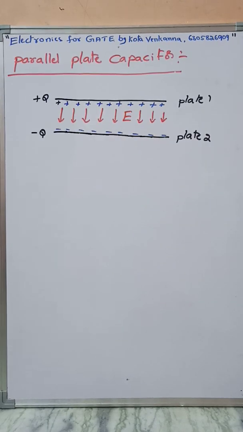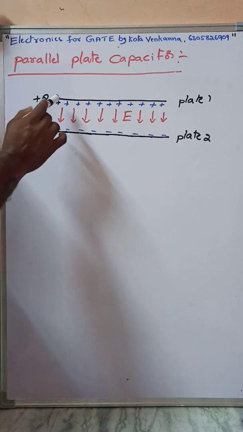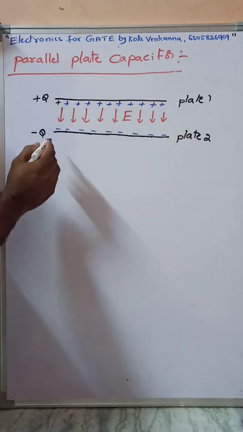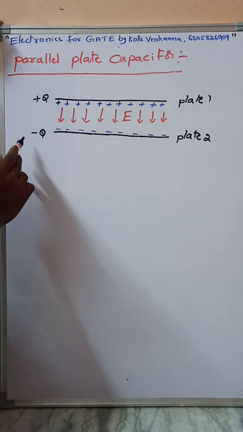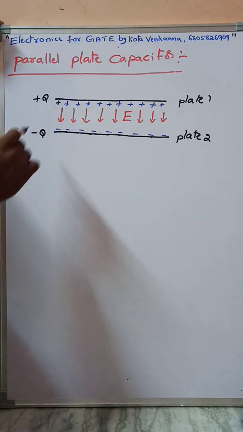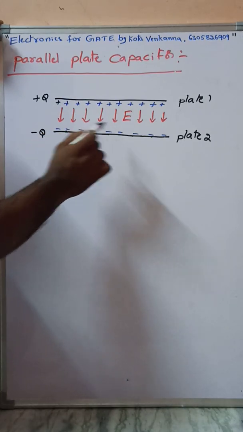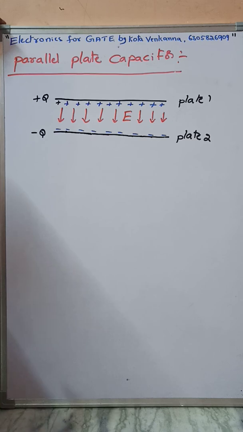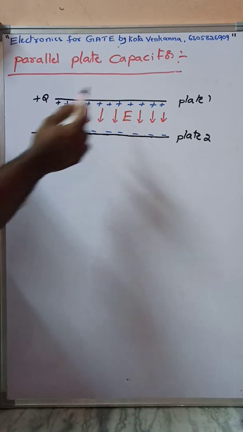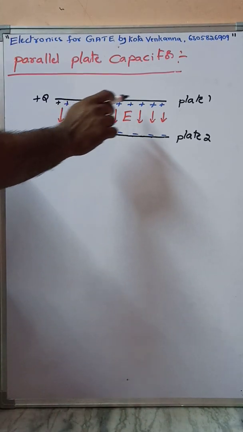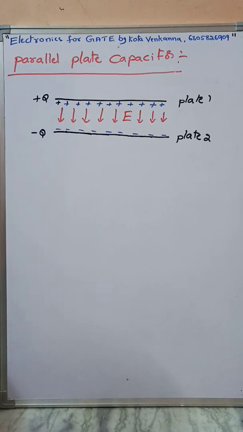Now I want to discuss the parallel plate capacitor. Here two parallel plates are taken: plate 1 is charged as plus Q and plate 2 is charged as minus Q. The electric field direction is from plus to minus, that is E. This is the basic block diagram of a parallel plate capacitor.